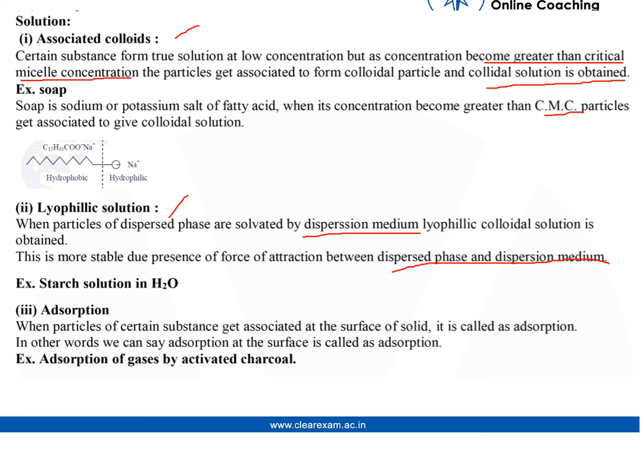Third part, adsorption. When particles of certain substance get accumulated at the surface of a solid, it is called adsorption. In other words, we can say accumulation at the surface is called adsorption. Example, adsorption of gases by activated charcoal.